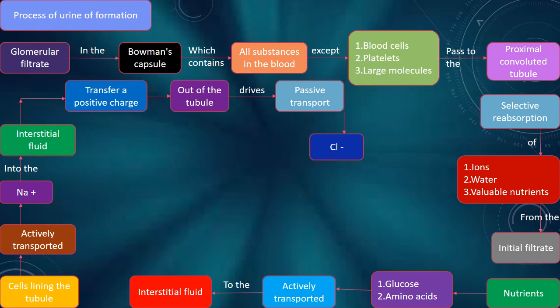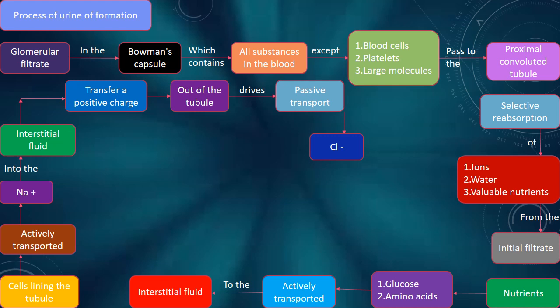Process of urine formation. Glomerular filtrate in the Bowman's capsule, which contains all substances in the blood except blood cells, platelets, and large molecules, passes to the proximal convoluted tubule.